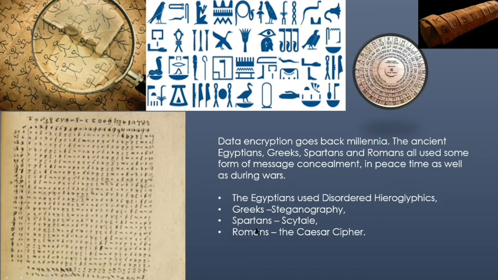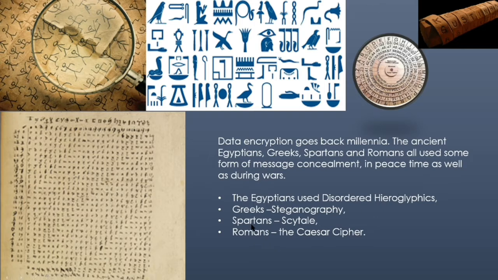The Spartans used the scytale or skytail. The scytale is a tool used to perform transposition cipher consisting of a cylinder with a strip of parchment wound around it on which is written a message.